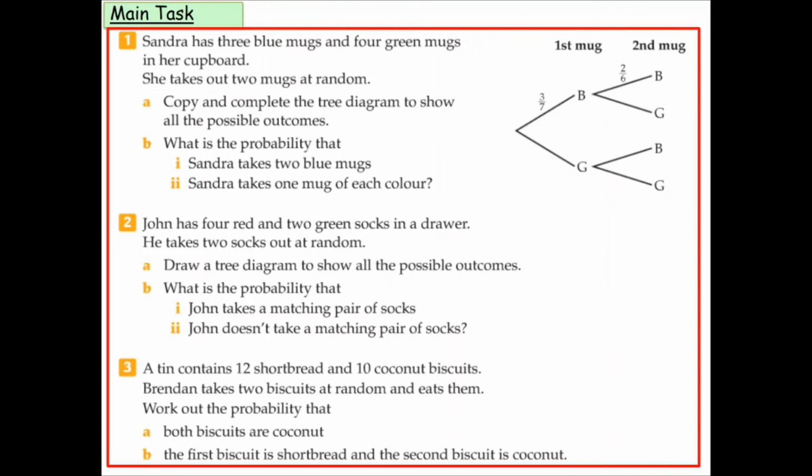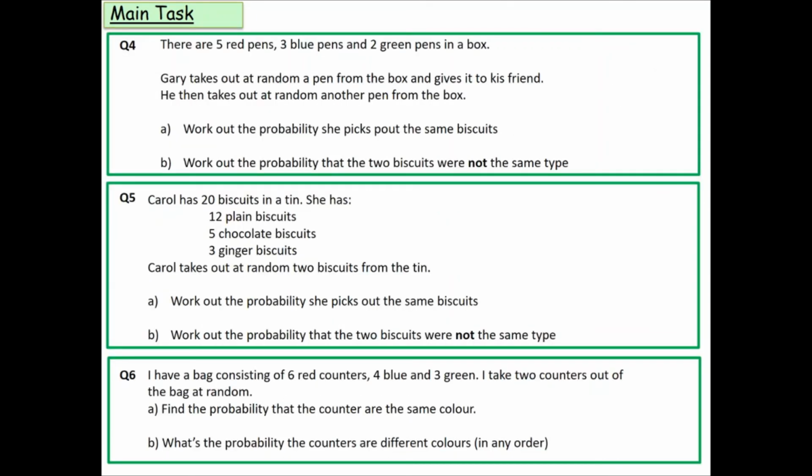For the main task of this lesson, I would like you to do any two of these questions from the red section and two questions from the green section. That's two from the red, two from the green. So 4 questions in total. Making sure you draw your tree diagrams out, show all your working out for your probabilities. And once you've done your answers, take a picture of your work and upload that onto Class Charts to have completed the work for this lesson.